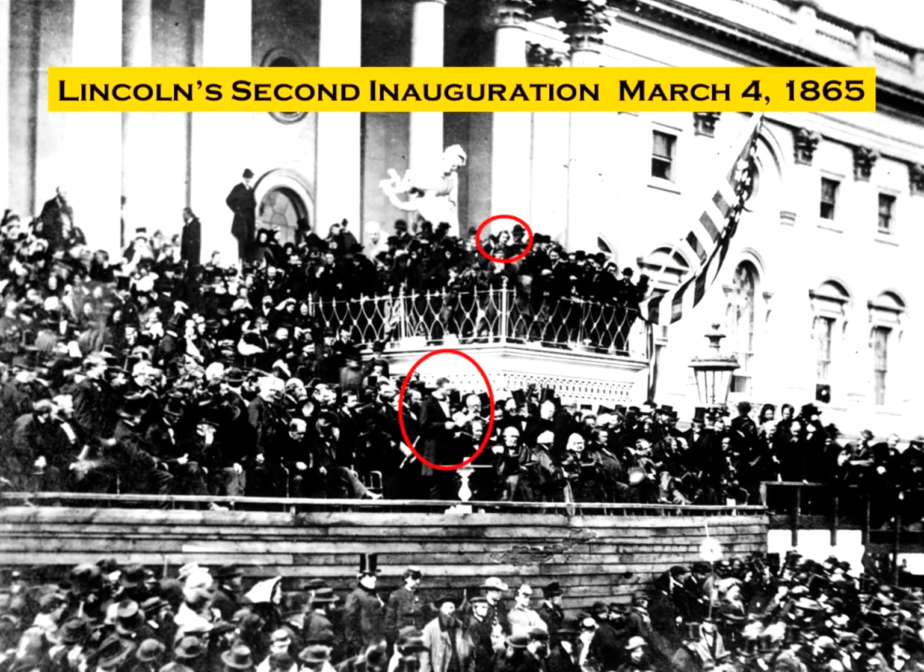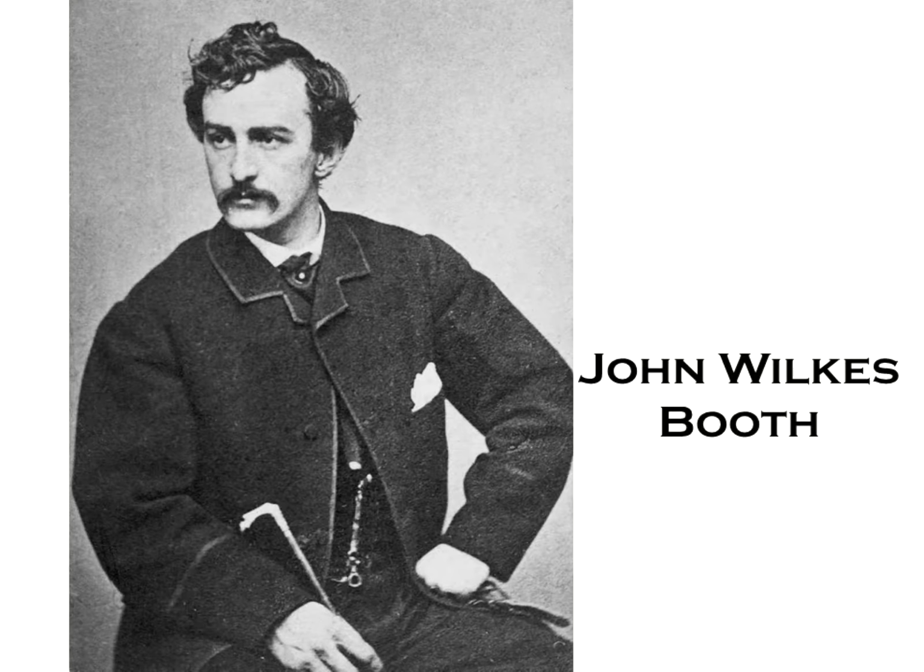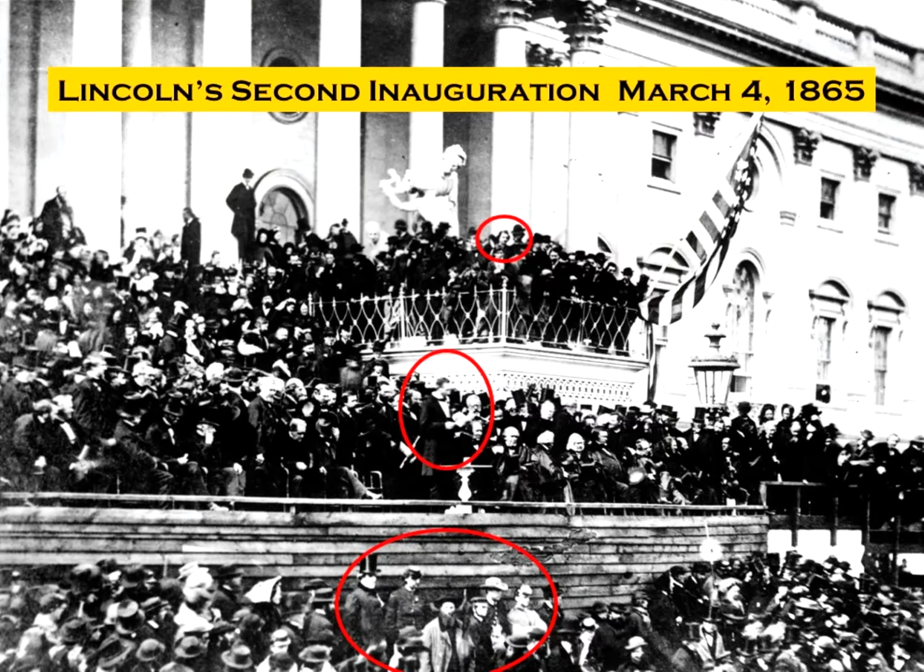This photograph is a famous photograph of Lincoln's second inaugural. It's particularly famous because of the circles you see in the image. In the middle is Lincoln, of course, giving his inaugural address. But at the top, the red circle at the top of the image, is an image of John Wilkes Booth, who would ultimately assassinate Abraham Lincoln. And in the circle just below Lincoln at the bottom are the conspirators who worked with John Wilkes Booth on the assassination of Abraham Lincoln.